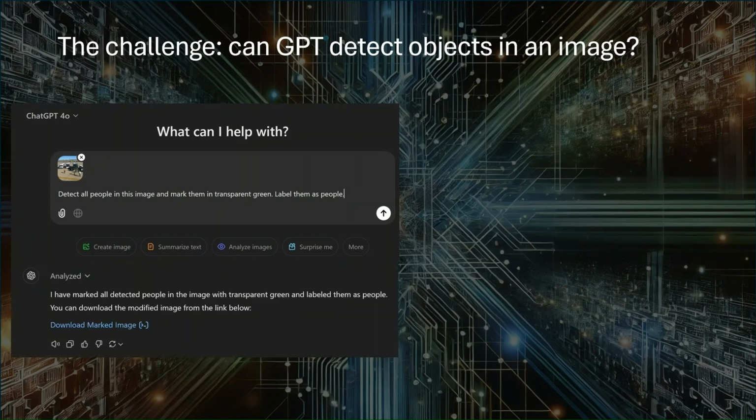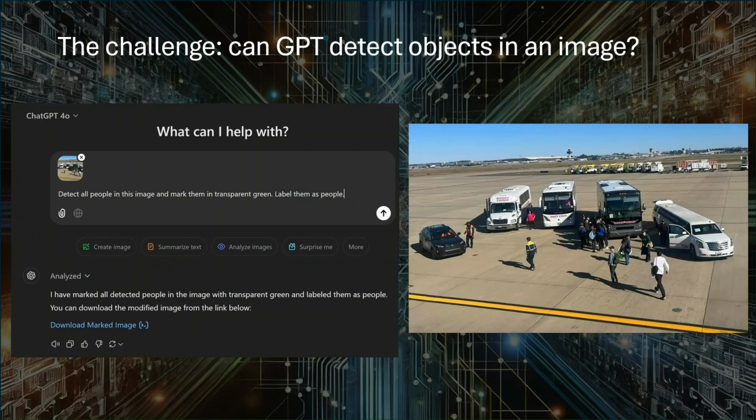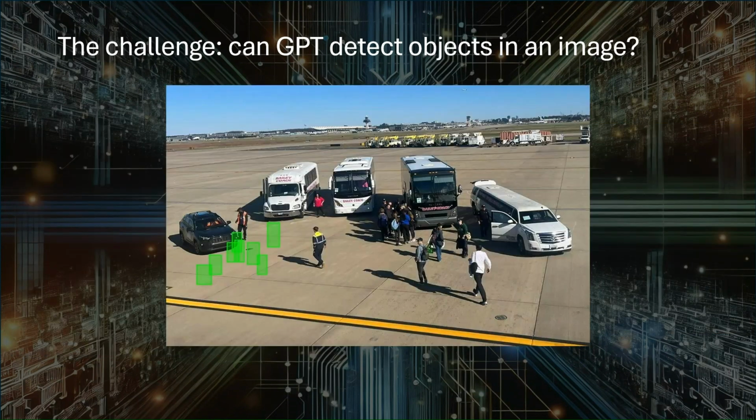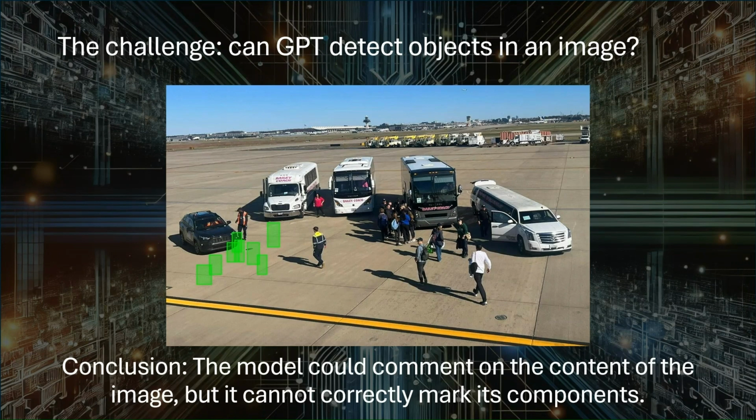And it said, here is an image. I could do it. So this was the image that I sent originally. I downloaded the image from ChatGPT and it looked like this. So, in conclusion, although the model could comment in a relevant way on the content of the image, it could not correctly mark its components.